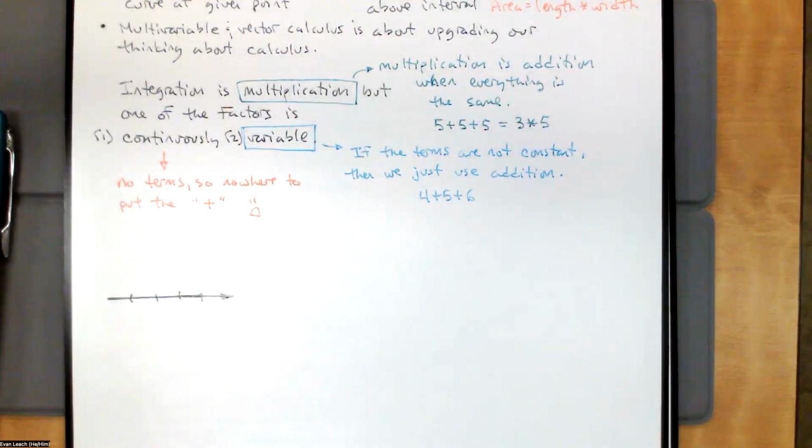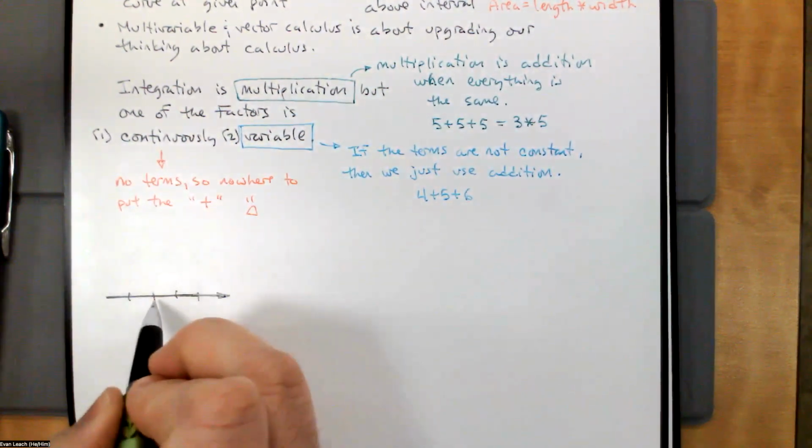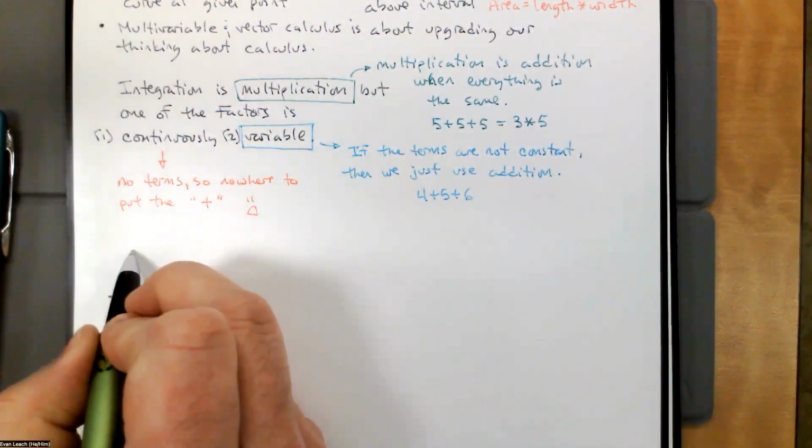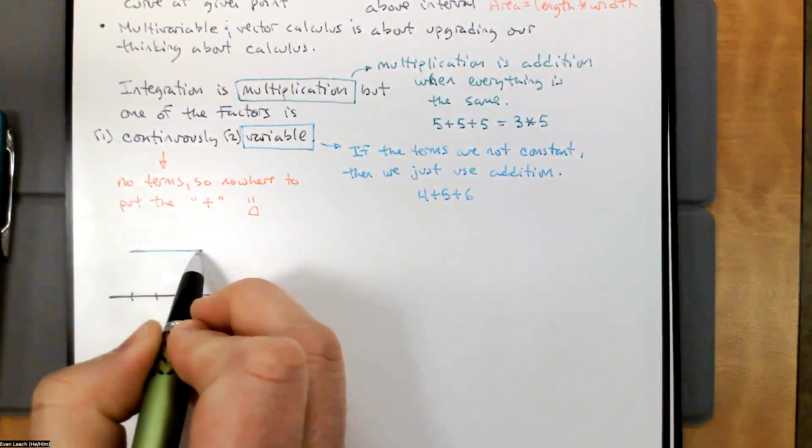So I want to find the area. I've got 3 units down here, length of 1, 2, 3. Nice constant. 5.